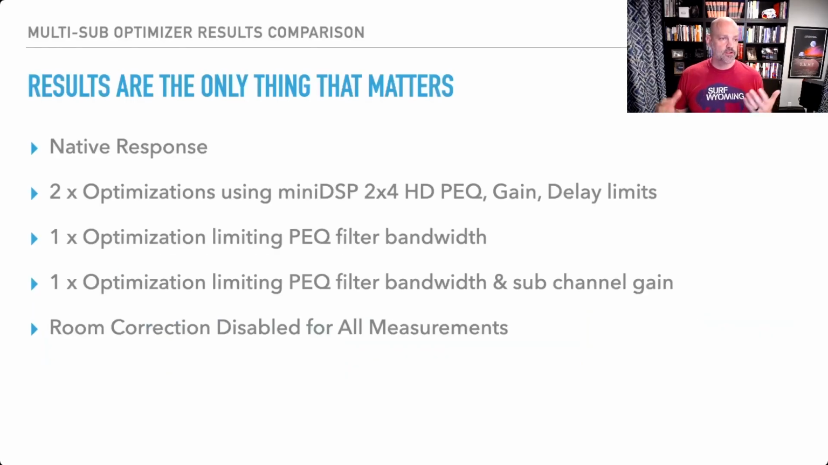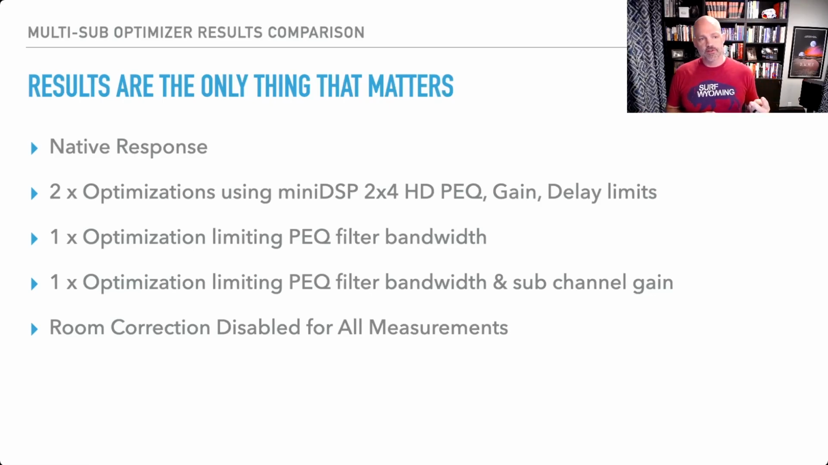I think I mentioned at the end of the last video, results are the only thing that matters, and that's what we're going to go through here today. I think I've got 5 different sets of measurements. One is a native response, no EQ, no alignment, no gains, no delays, just straight up, add my subs up. This is what they look like.